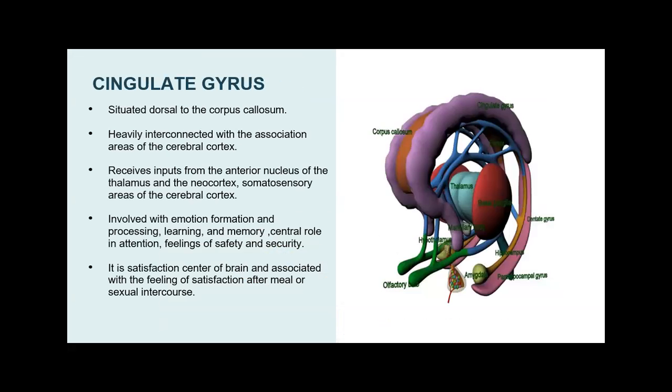The cingulate gyrus is situated on the dorsal surface of the corpus callosum, heavily interconnected with the association areas of the cerebral cortex. It receives input from the anterior nucleus of the thalamus and the neocortex, including the somatosensory area of the cerebral cortex. It is involved in emotion formation, processing, learning, and memory, and it has a central role in attention and feelings of safety and security. It is a satisfaction center of the brain and is associated with the feeling of satisfaction after a meal or sexual intercourse.